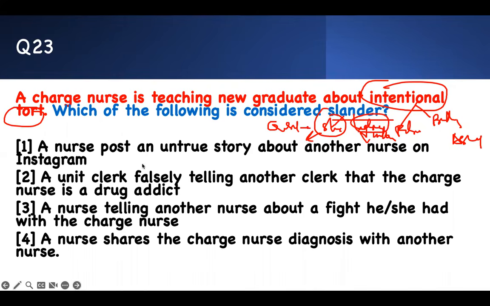And next, post an untrue story about another nurse on Instagram. The word is what? Post. This is libel, so it can't be slander. A unit clerk falsely telling another clerk that the charge nurse is a drug addict. Spoken, slander. So this is good. A nurse telling another nurse about a fight he or she had with the charge nurse. They had, this is the trap, right?